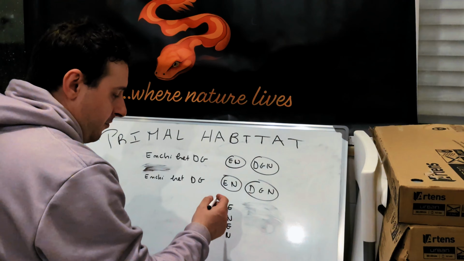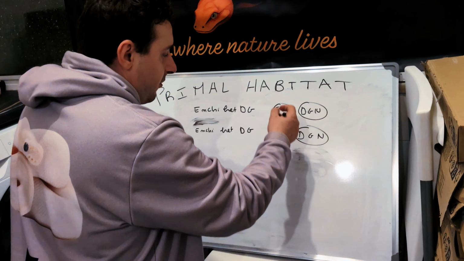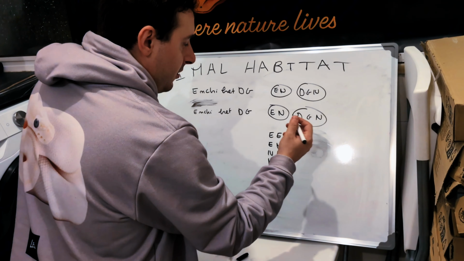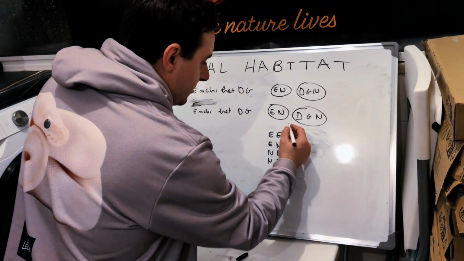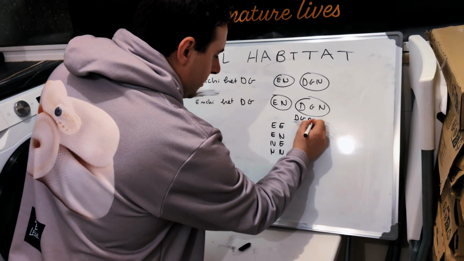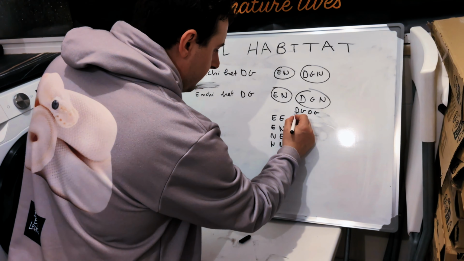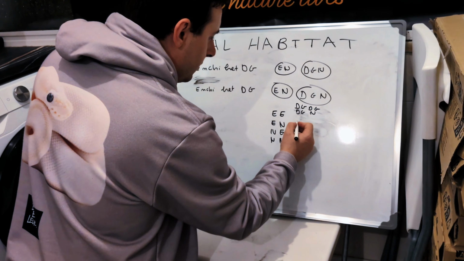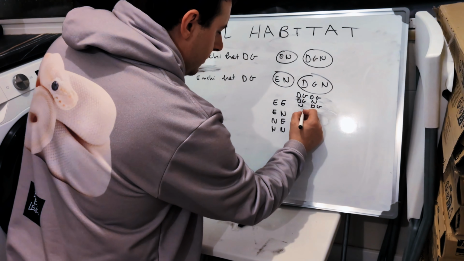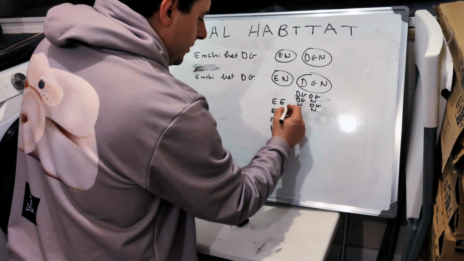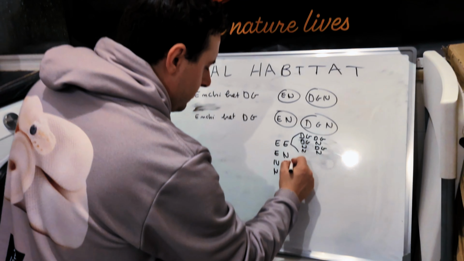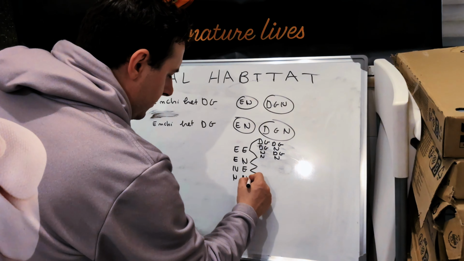So these are the combinations for the Enchi gene, and for each combination of the Enchi gene we will have a combination of desert ghost configurations. So we could have desert ghost desert ghost, desert ghost normal, normal desert ghost, and normal normal. And this will be the same for each of these.